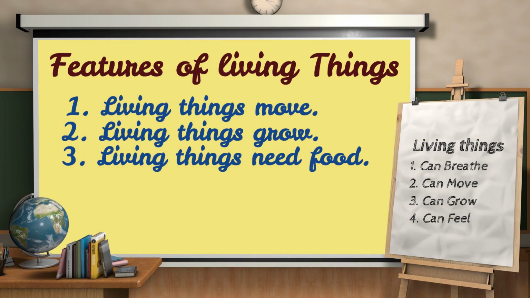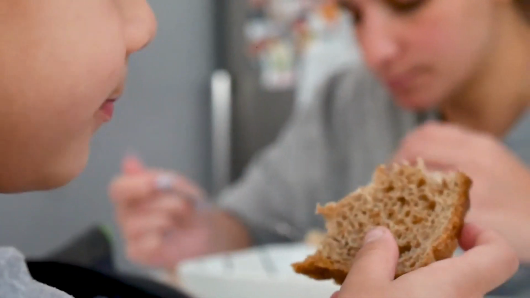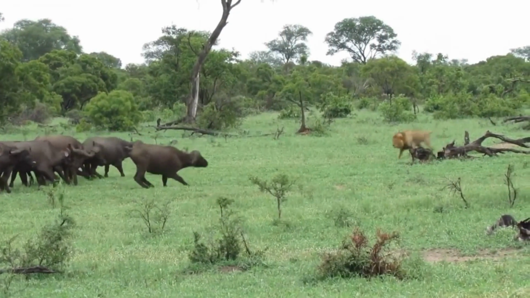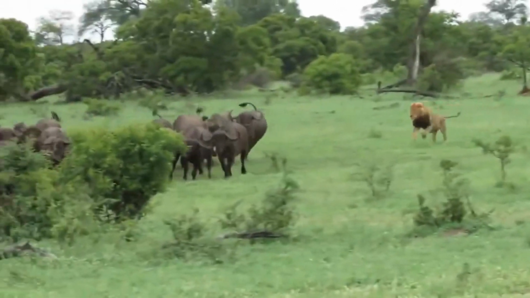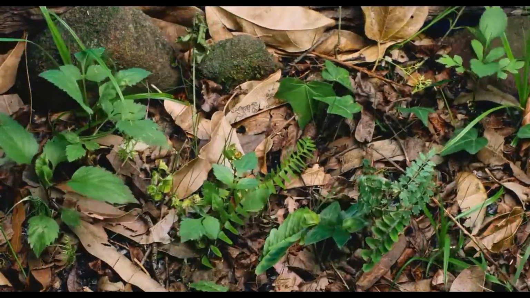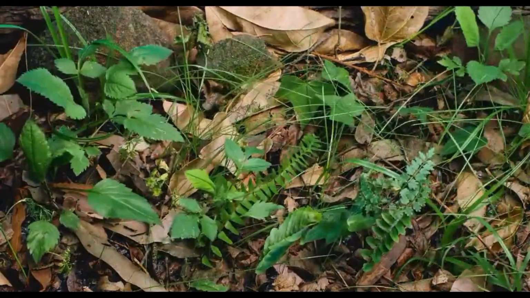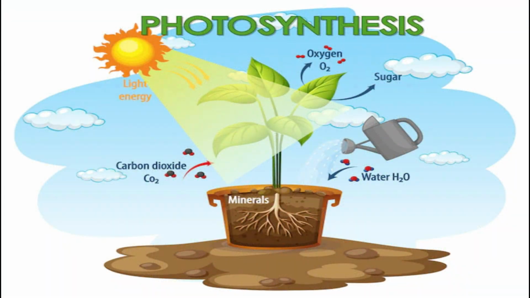Living things need food. All living things including plants need food. We get energy from food and are able to work. Animals depend on plants for food or on other animals. They have to search for their food. Plants do not search for their food. They can make their food themselves with the help of air, water and sunlight. This process is called photosynthesis.